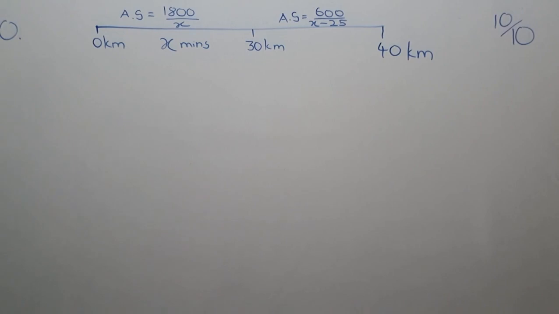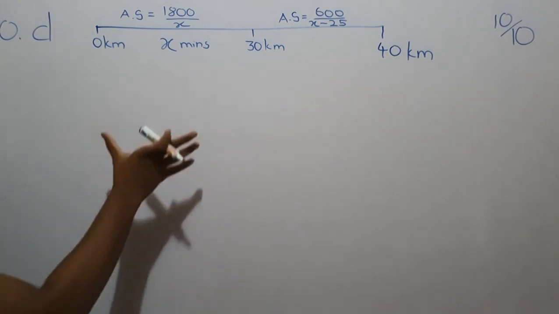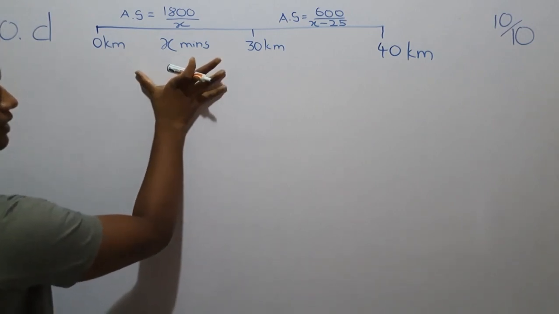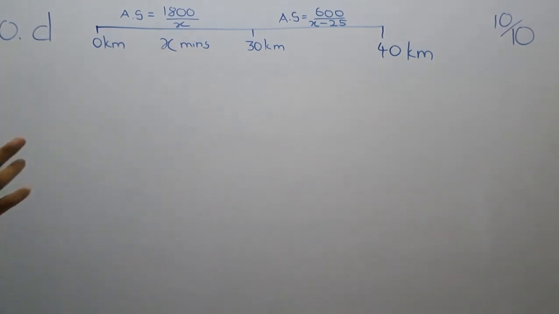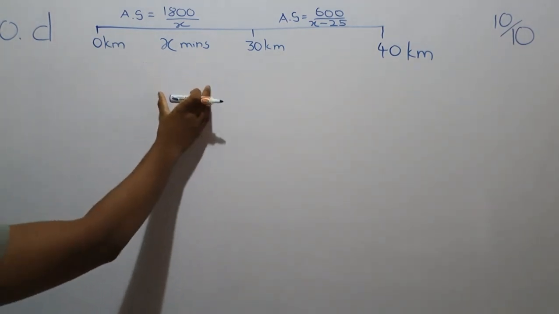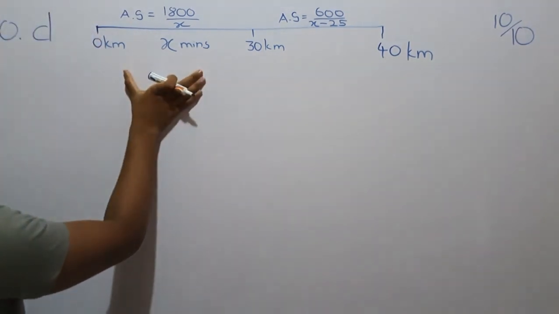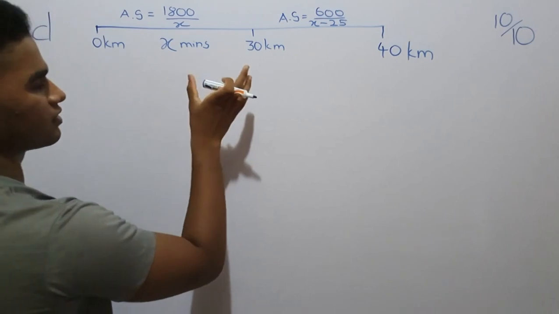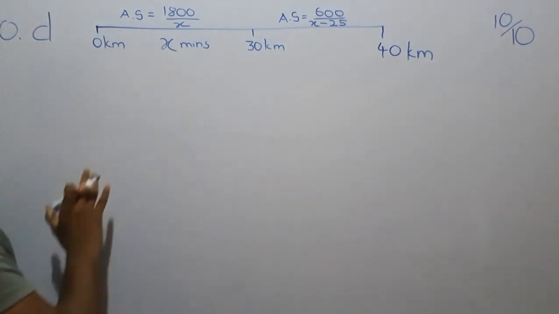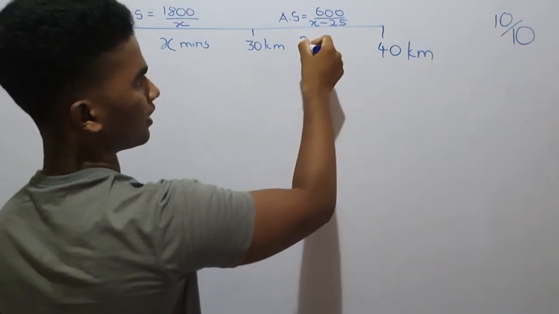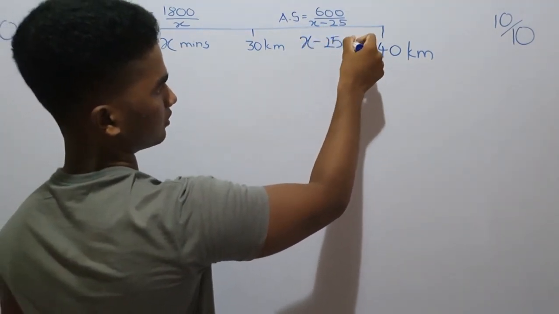So 10th question, part D. It takes Amira 25 minutes less to drive the final 10 kilometers than it takes for the first 30 kilometers. So for the first 30 kilometers, she has taken x minutes, and 25 minutes less to travel the last 10 kilometers. So what is this time period? It's x minus 25 minutes, since she has taken 25 minutes less than the first 30 kilometers.